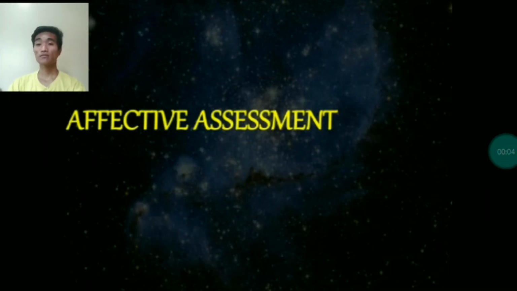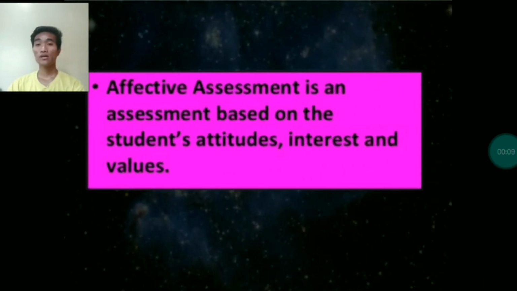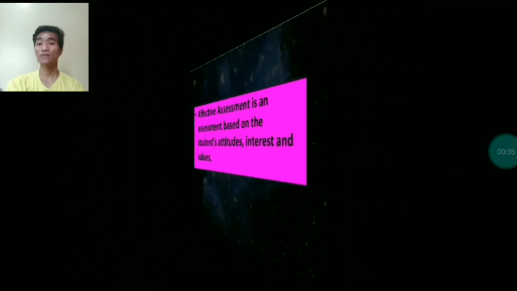Affective assessment. Affective assessment is an assessment based on students' attitude, interests, and values. Given the fact that affective assessment could be about the children's or the students' attitude, and also their interest in what they're doing or are going to do. And also the values of those students.